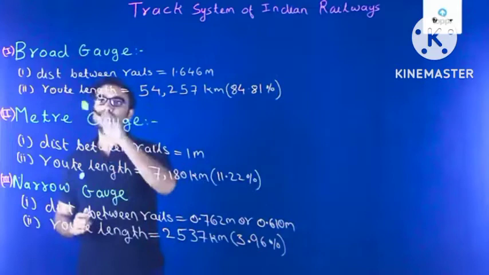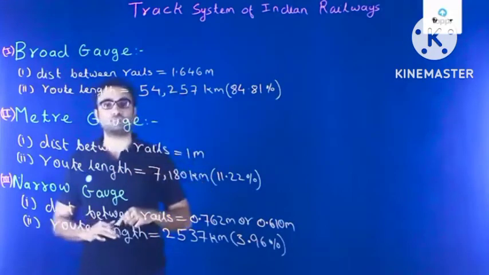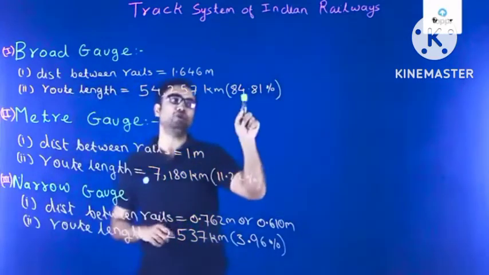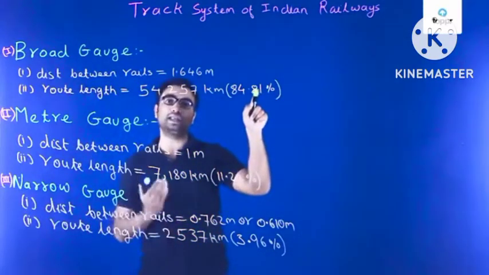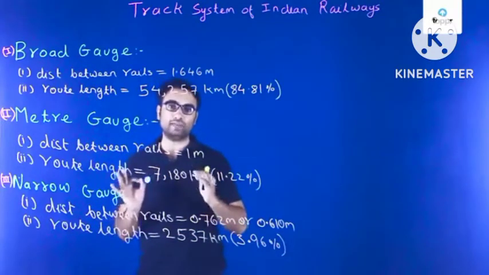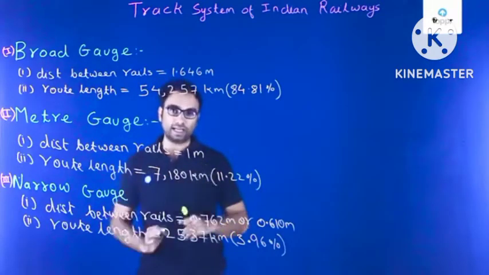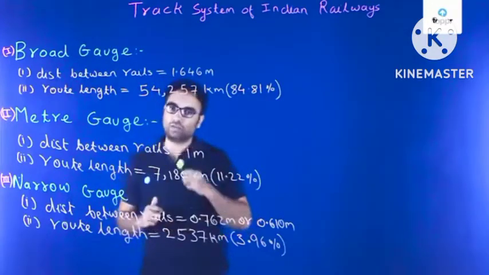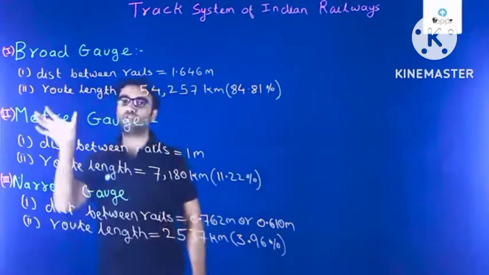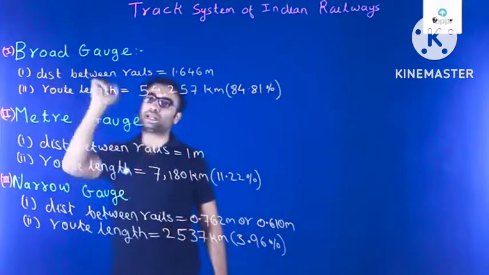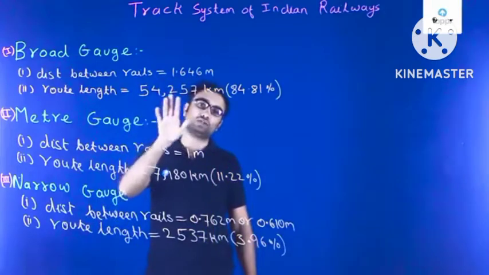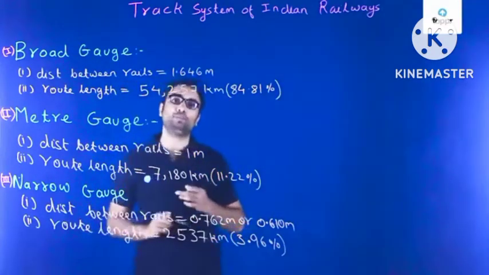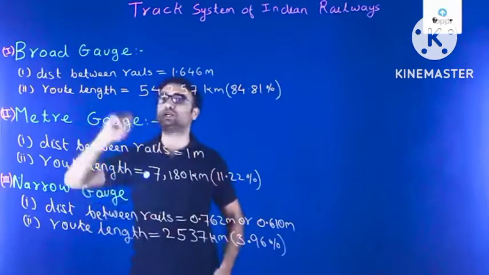As discussed, distance between the rails is 1.646 meters. Now, broad gauge covers nearly 84.81% of the total Indian railways. That means most of the railway lines in India are broad gauge. That is, the distance between the two rails is 1.646 meters. We also must remember that the total route length of the broad gauge railway lines is about 54,257 kilometers. Also, all the important places are connected usually using broad gauge.